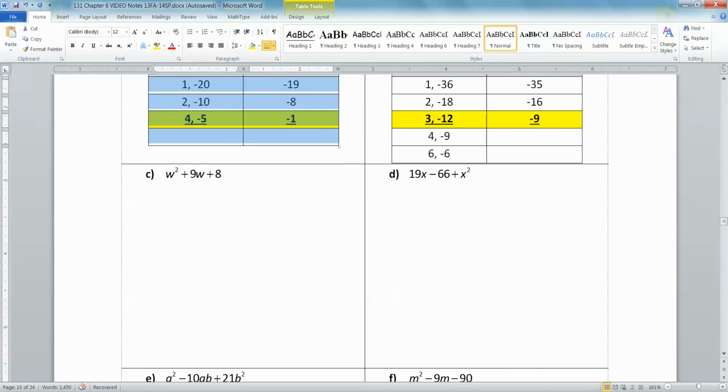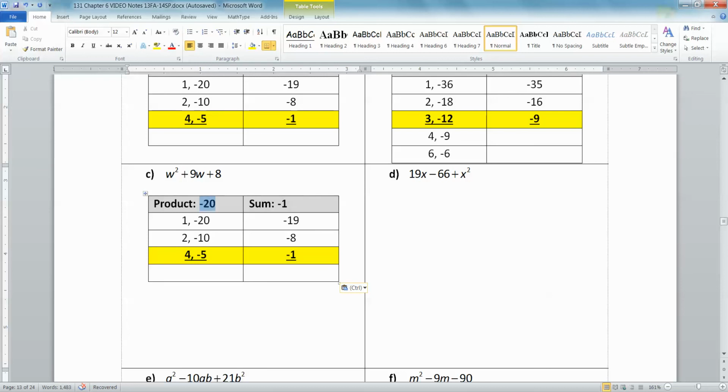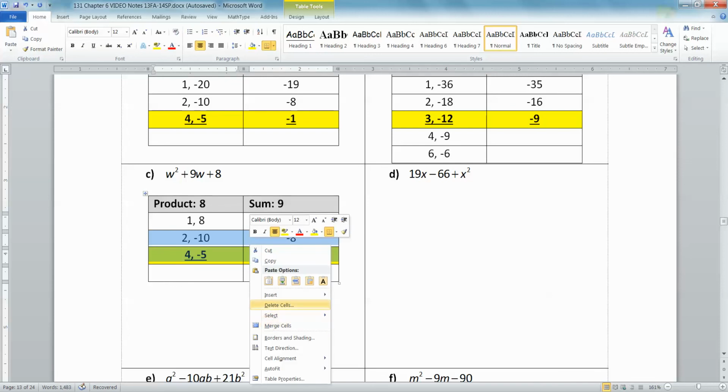All right, so I'm just highlighting the combos that worked for our later reference. Okay, so in this one, I need to get a product of 8, but I need to add up to 9. And that's kind of obvious on this one. This one's 1 and 8, right? Because 1 plus 8 makes 9. So there it is. I can just delete these 2 rows.